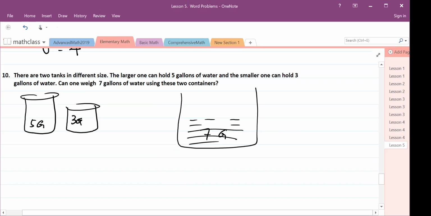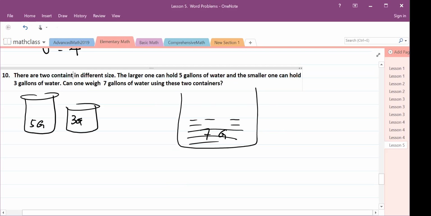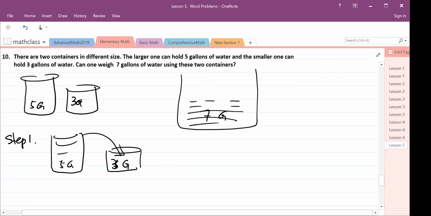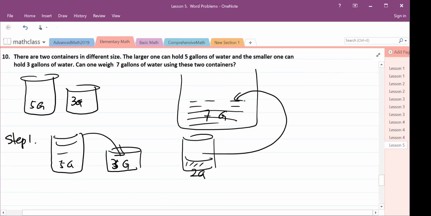How to get 7 gallons of water using these two containers? Step one: I use the larger one, the 5 gallon, fill it with water and pour into the 3 gallon container. Then what is left? 2 gallons left. So this 2 gallons left in the 5 gallon one, put it into the larger tank.